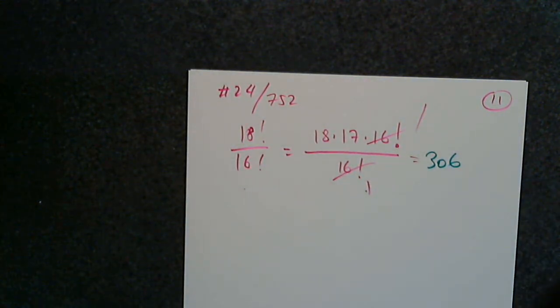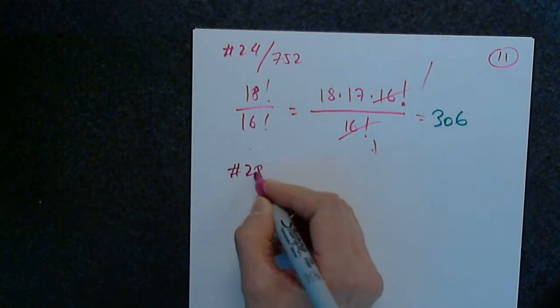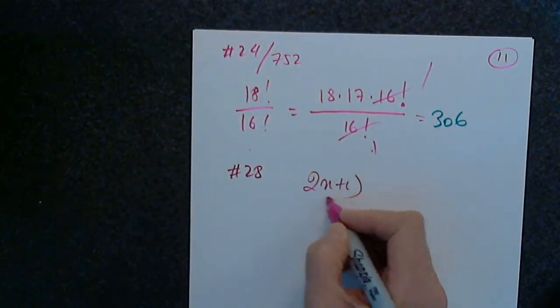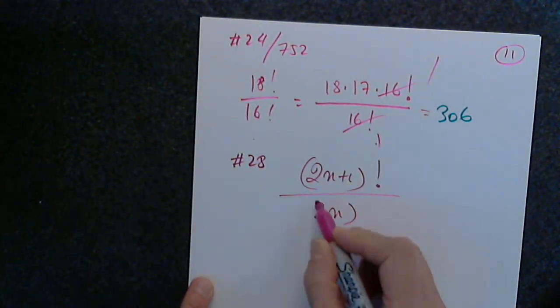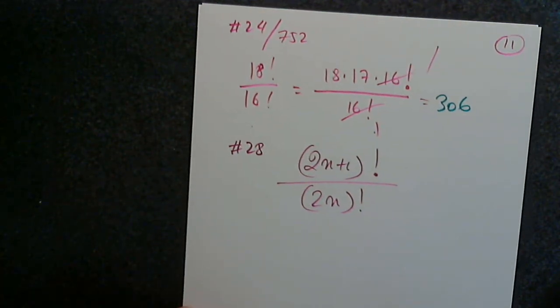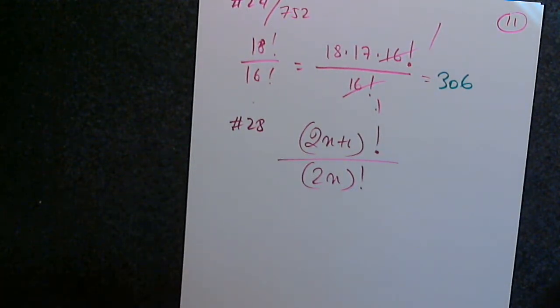Certainly, if we are talking about something like 28, no calculator would help. 2n plus 1 factorial over 2n factorial. There is no way we can, at least as far as I know, maybe the new sophisticated calculators do magic. Who knows? Okay, which one of these two is bigger? Is 2n plus 1 bigger than 2n, or is 2n bigger than 2n plus 1?